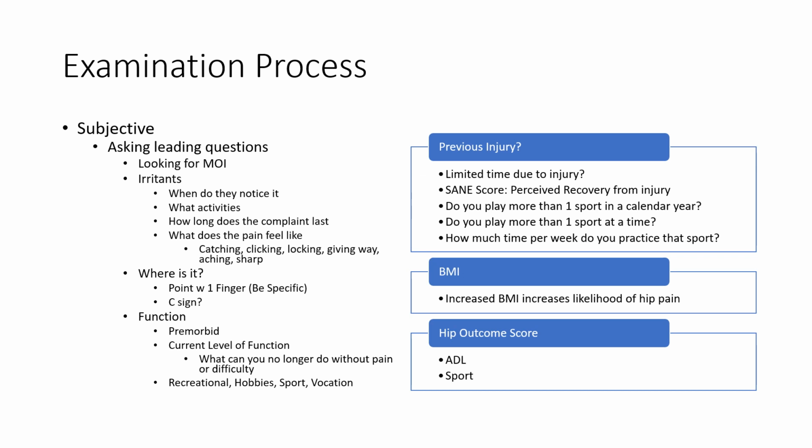Now, those that have higher BMIs, there are some studies out there that suggest that an increased BMI increases the likelihood of hip pain. And if they're a post-operative patient, then that higher BMI also leads to lower outcome scores. And so, speaking of outcome scores, the hip outcome score is a great tool to utilize for our hip patients that do come in the door. They have an ADL section as well as a sports section, and that sports section can be removed if they are not an athlete.